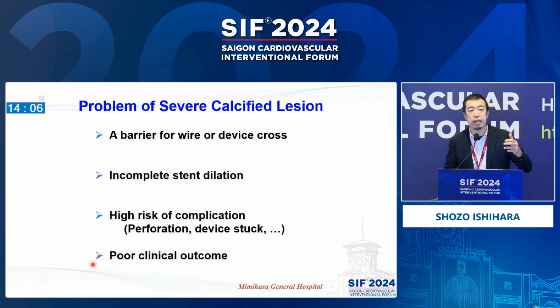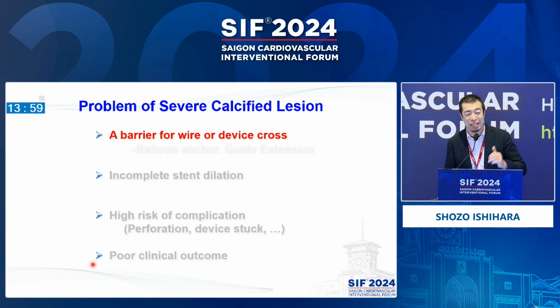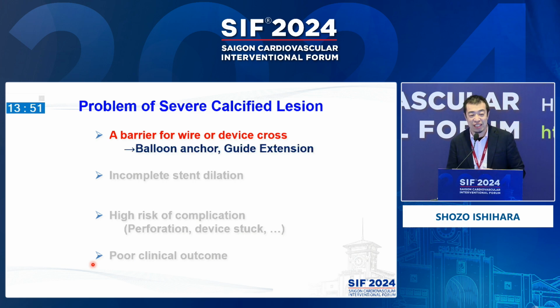There are so many studies about the calcified lesion or calcified nodule, but because of the time limitation, I don't talk so much about that. So I will talk first of all about CTO. It is a barrier for wire crossing or device crossing. So we sometimes use the balloon anchoring technique, as you know, and also, of course, guide extension catheter is one option.